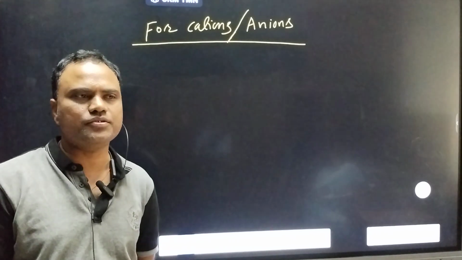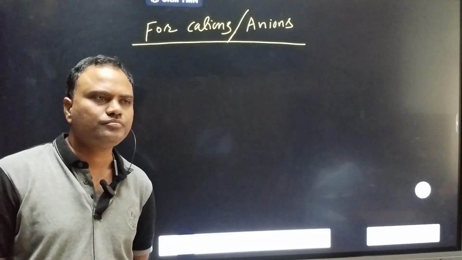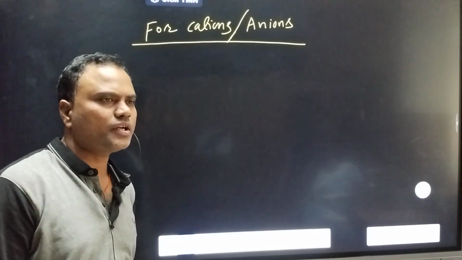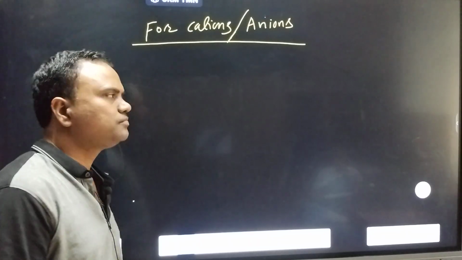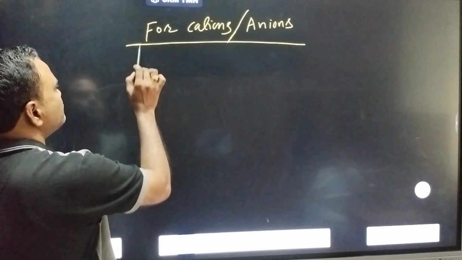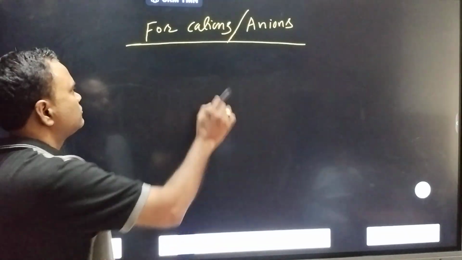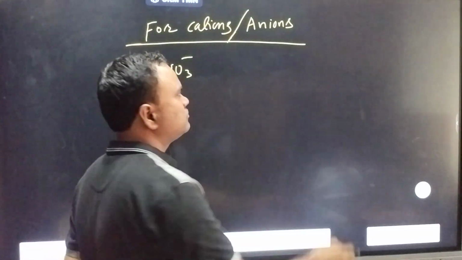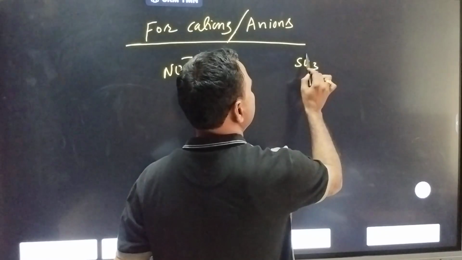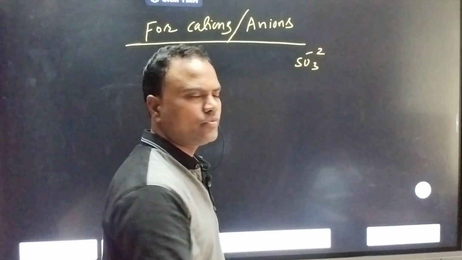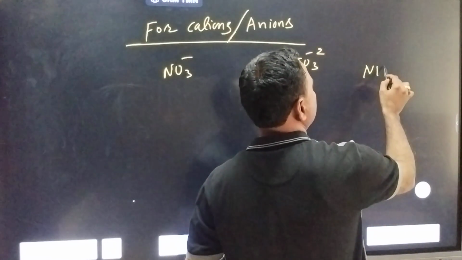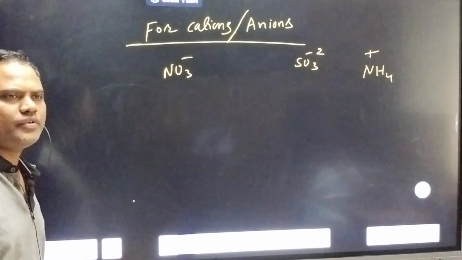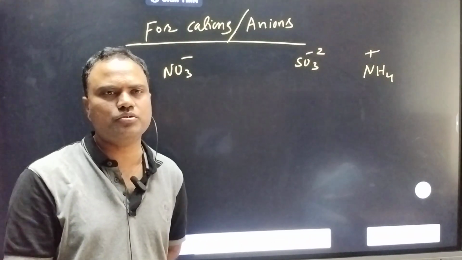Now for cations and anions: NO3 negative, SO3 2 minus, NH4 positive. How do we do it in the case of negative ions and positive ions?